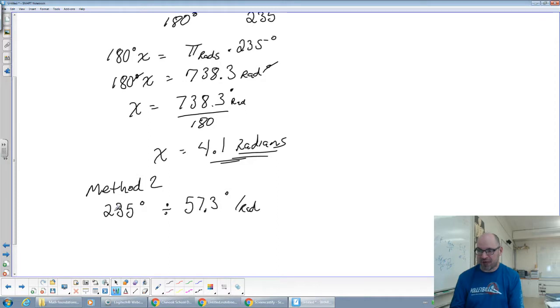So if, for example, we had exactly 57.3, we'd know we'd have 1 radian. We have a little bit more than that, and that's what we get. So if we take our 235 and divide it by 57.3, we're going to get our 4.1 radians again.